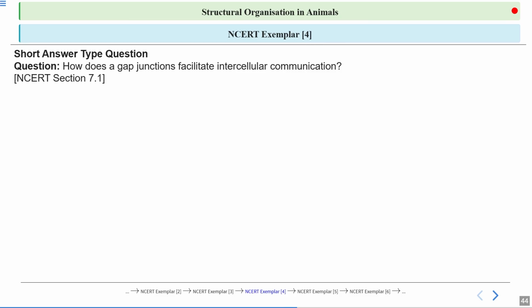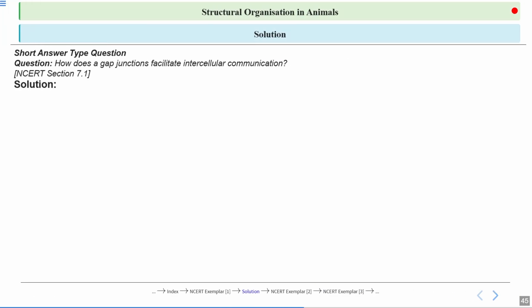Next question. How does a gap junction facilitate intercellular communication? This question is coming from the NCERT section 7.1. Let us see the answer of this question. How does the gap junction facilitate intercellular communication?